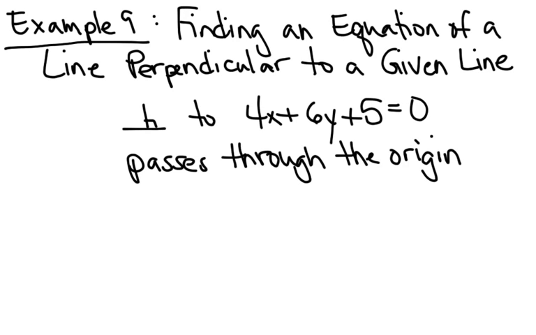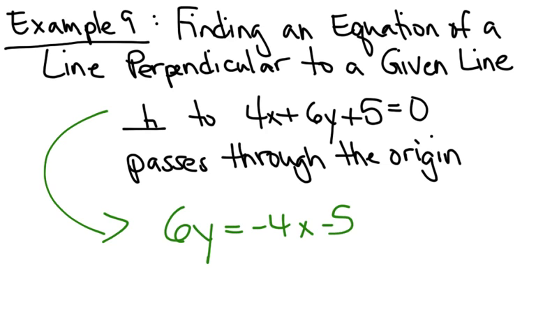Now let's find the equation of a line perpendicular to a given line. So I want to find the equation of the line perpendicular to 4x plus 6y plus 5 equals 0, but this time it's got to pass through the origin. Now, we actually did this earlier in problem 7. We found out when you solve it for y, 6y is equal to -4x minus 5, so y is equal to -2/3 x minus 5 over 6.